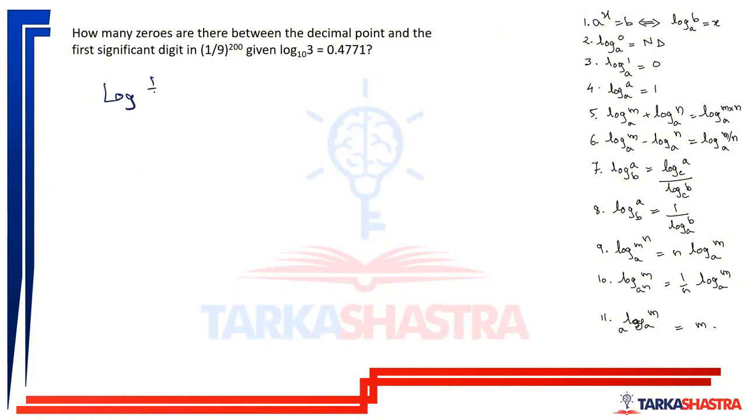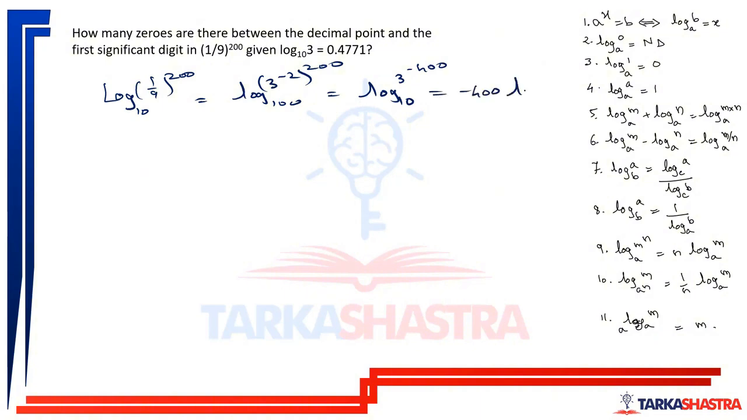We take log of the given value 1 by 9 to the power 200, and here the base is 10, which is log of 3 to the power minus 2 whole to the power 200, and the base is 10, which is log of 3 to the power minus 400, and the base is 10, and this is minus 400 log of 3 to the base 10. Now what we have, minus 400 into 0.4771, which is minus 4 into 47.71.